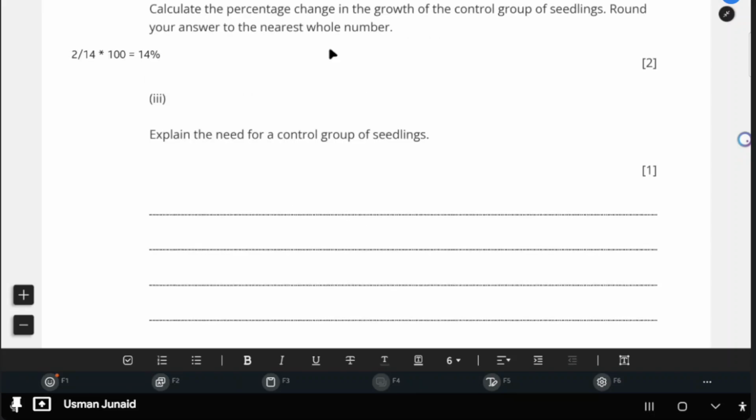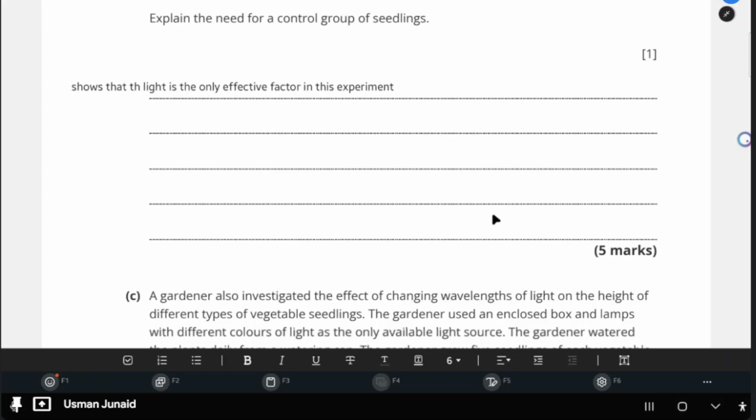So, why do you need a control group? A control group shows that light is the only effective factor in this experiment. Okay, understood.